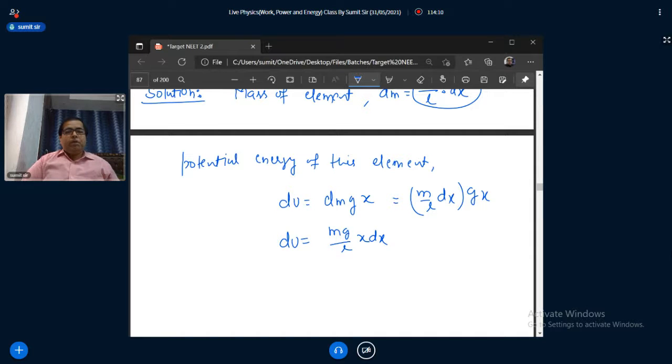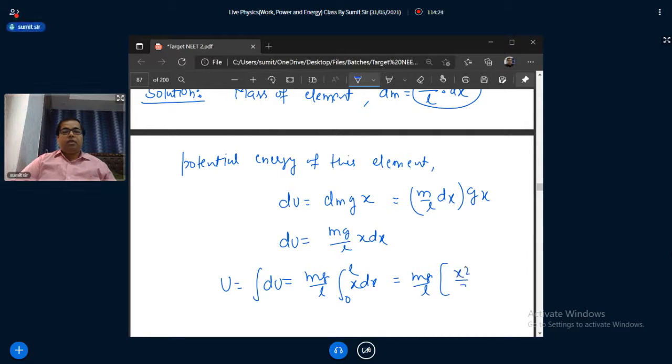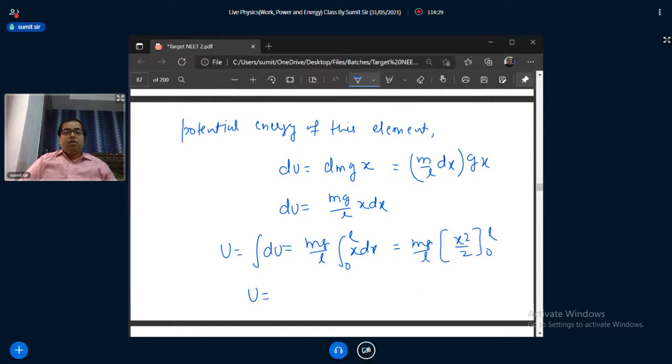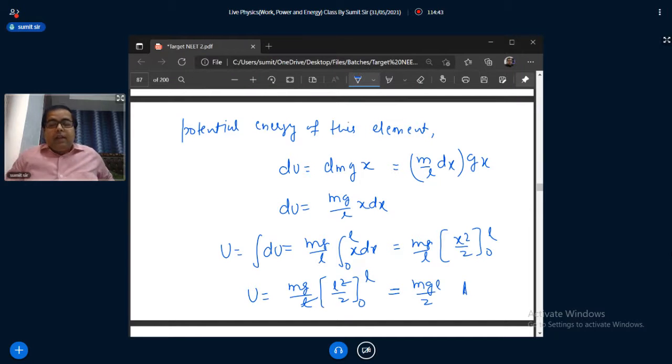So the total potential energy, just integrate this: mg by l x dx, integrate from 0 to l. So that is mg by l, x square by 2 from 0 to l. So U is equal to mg by l, into l square by 2. Okay, that is the answer.